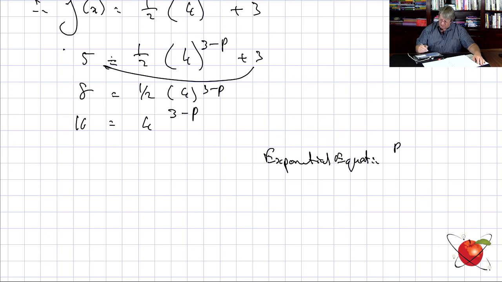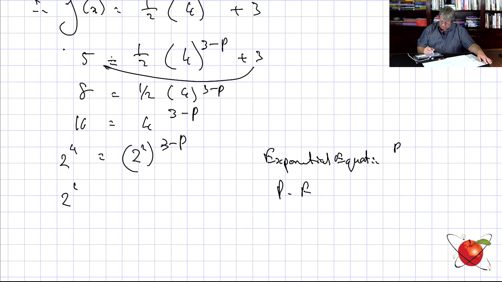The next step would be prime factors. Remember what we did in all of this? That is 2 to the power of 4 is equal to 2 squared to the power of 3 minus p. I know I could have just put 4 squared, but I'm being a purist, showing you if it wasn't as straightforward. Remember, the next step in the recipe was remove the brackets: 2 to the power of 6 minus 2p. Now I can drop the base. 4 is equal to 6 minus 2p.